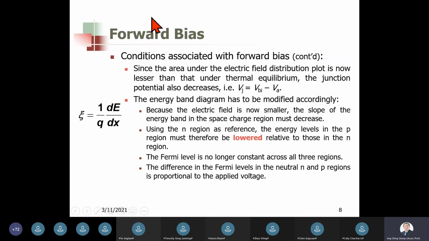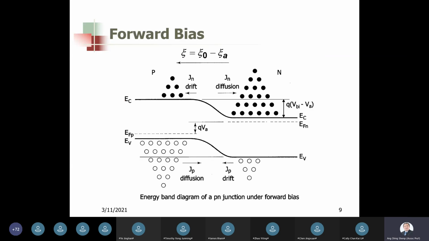Under forward bias, the energy band diagram has to be modified, since there is now a change in the electric field at the junction as well as a change in the junction voltage. So the next discussion will be how we can draw the band diagram under forward bias condition. Let me bring you to the next slide. So how do I draw the energy band diagram?